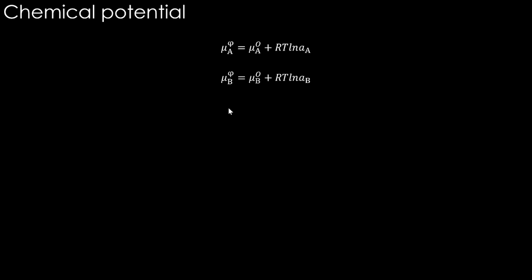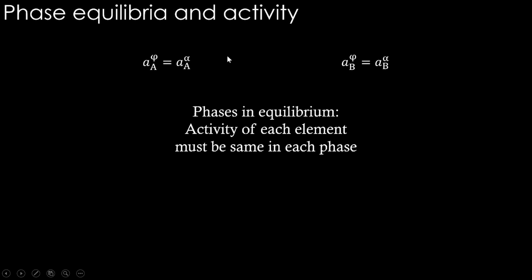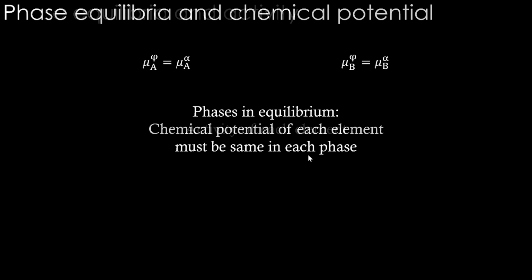Right. Since we have connected the chemical potential of A to the activity of A, what we have concluded about activity for phase equilibria applies to chemical potential as well. This is what we have concluded for activity and phase equilibria: the activity of each element must be the same in each phase. Therefore, chemical potential also should be like that. If two phases are to be in equilibrium, phi and alpha in this case, the chemical potential of each element must be the same in each phase.